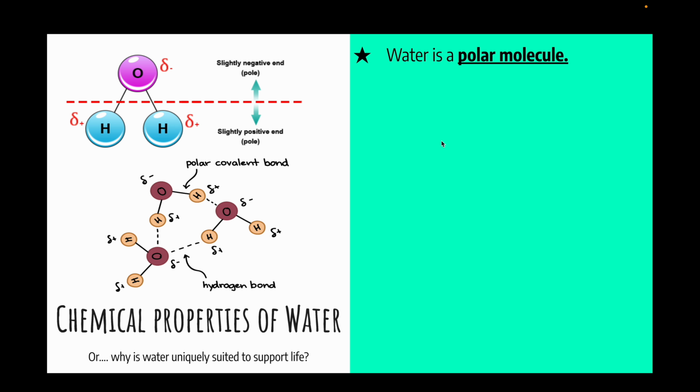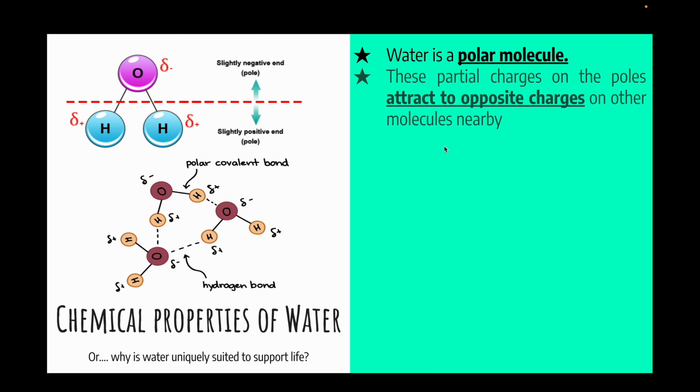Again, we talked about water being polar, with partial positive and partial negative charges. This is due to its electronegativity differences. These partial charges on the poles attract opposite charges on other molecules nearby. So you can see there's water right here, H2O, two hydrogens and an oxygen. It's going to attract to opposite charges, so oxygen over here. So they attract to opposite charges.